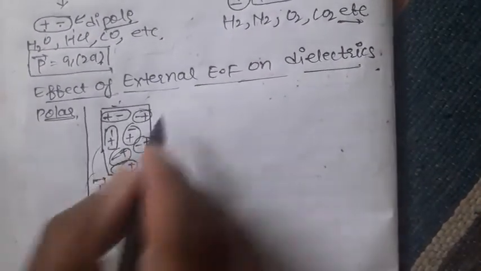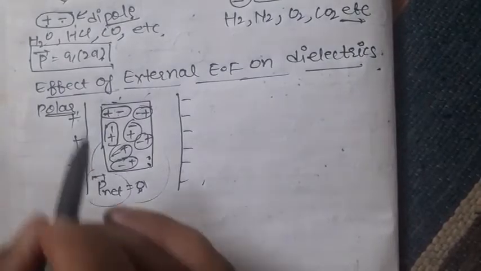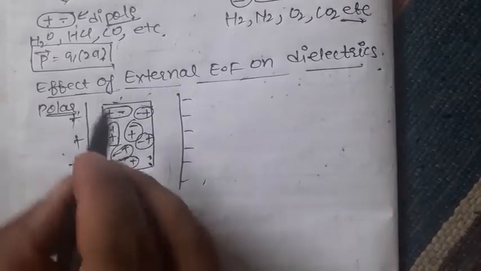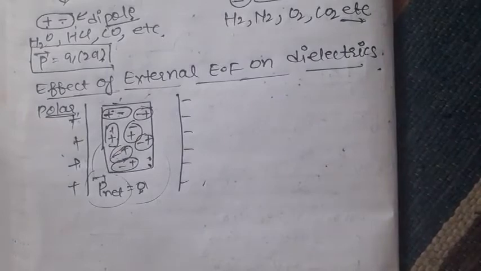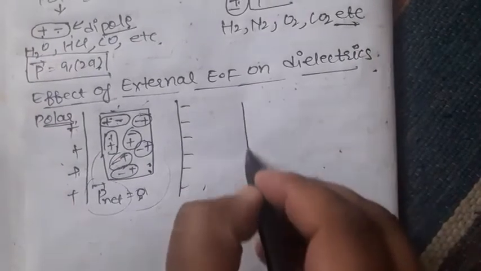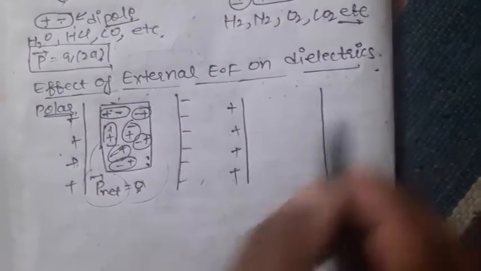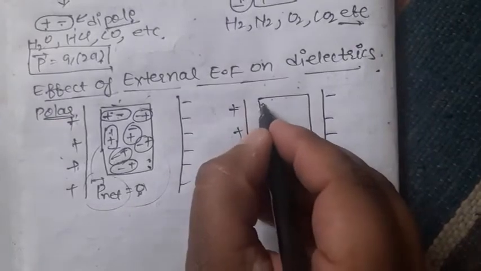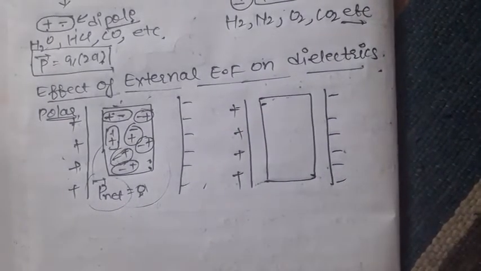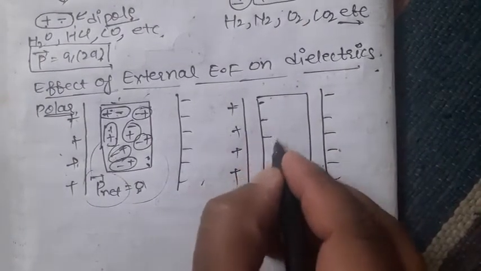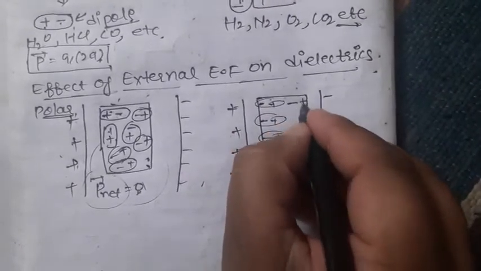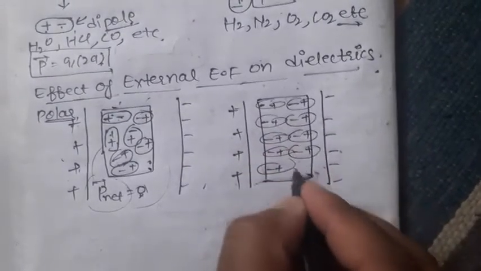After this, they applied the external electric field. One side is positive, another will be negative. Now what will happen? Positive will attract negative, and negative will attract positive. Or we can say each dipole will experience a torque and try to rotate in the direction of the electric field. So after applying this, the alignment will be like this. On this side it will be positive, then this side will be negative: negative, positive, negative, positive. These are dipoles. This side is negative, positive, negative, positive, negative.